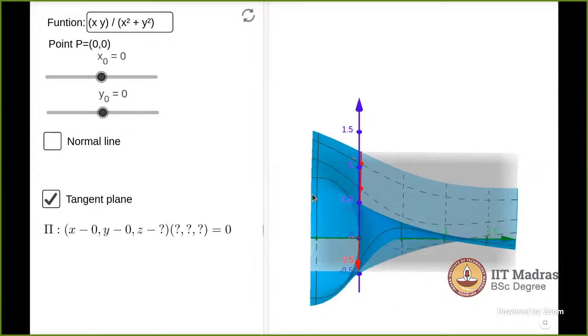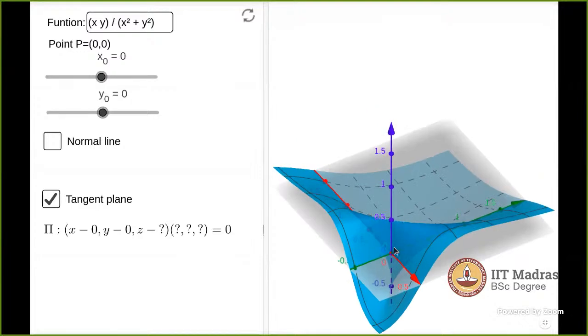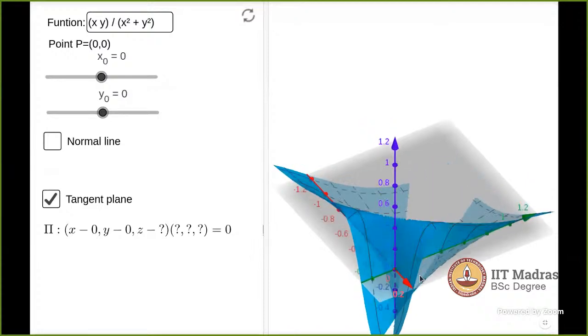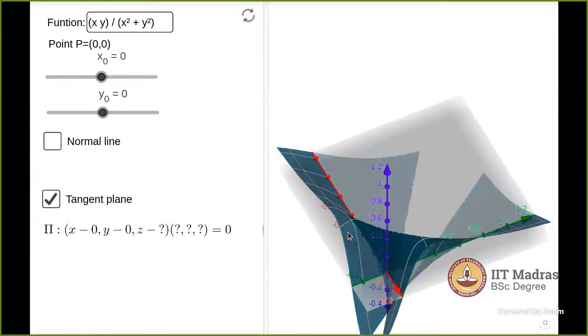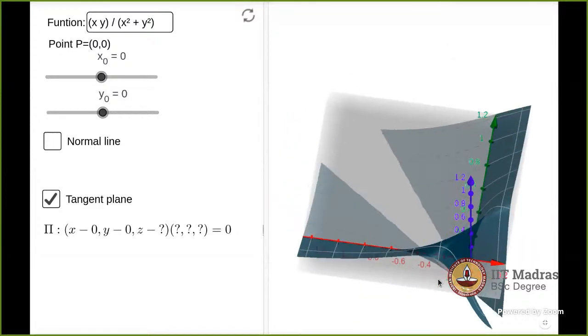Okay, sir. I didn't understand the discontinuity here. We cannot see any discontinuity at 0, 0. You cannot directly show discontinuity here because this is a simulation. Whatever the closer, there is a value for the function, right? How close to 0 it will go, you are seeing that. But if you take a close look here, from different directions the function is approaching different values towards the origin, right?